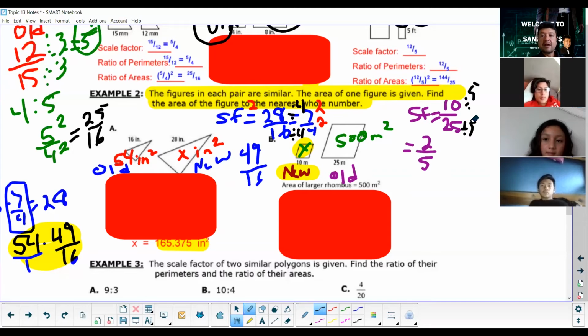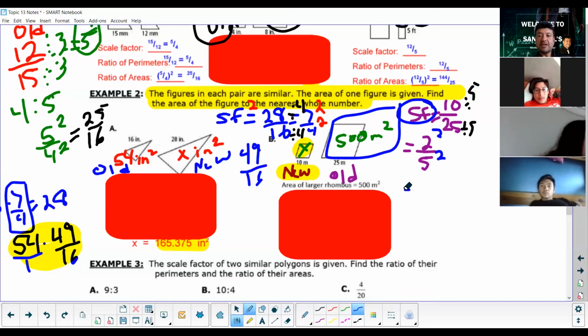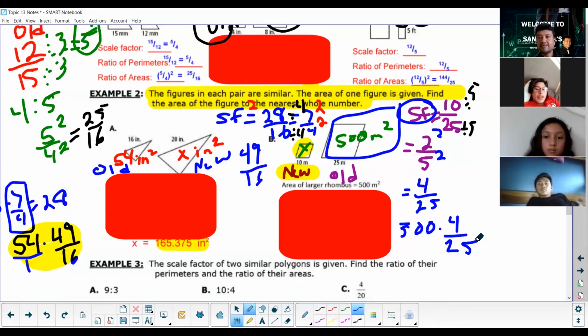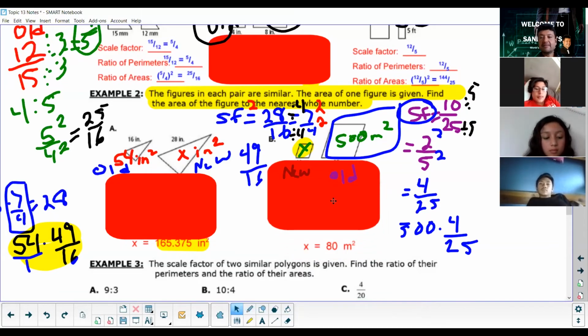Okay? All right, and then what do you do next? Then you do 500 over 1 times 2 over 5? No, you got to square it because, remember, we're given the area and squared. So in order to translate the scale factor to area, you square it. Okay, so then as a result, you'll get 4 over 25, right? And then we do 500 times 4 over 25. Gotcha. Okay, so that amount is going to be 80.